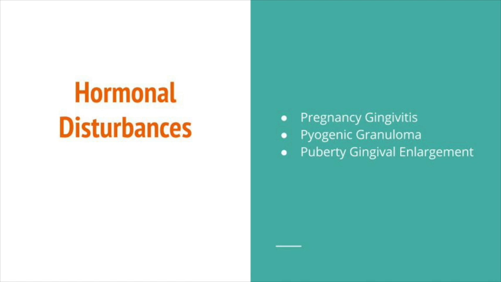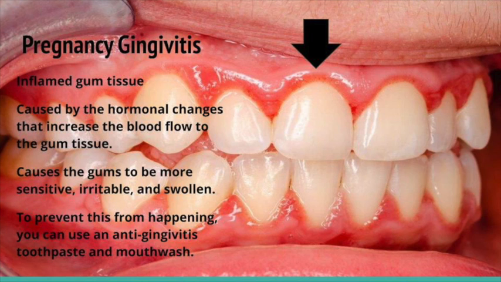And the first one we're going to talk about is hormonal disturbances, which may include pregnancy gingivitis, which is inflamed gum tissue. And as you can see, there's a red line above the teeth, and that's what pregnancy gingivitis is. It's caused by the hormonal changes that increase the blood flow to the gums, and it causes the gums to be more sensitive, irritable, and swollen.